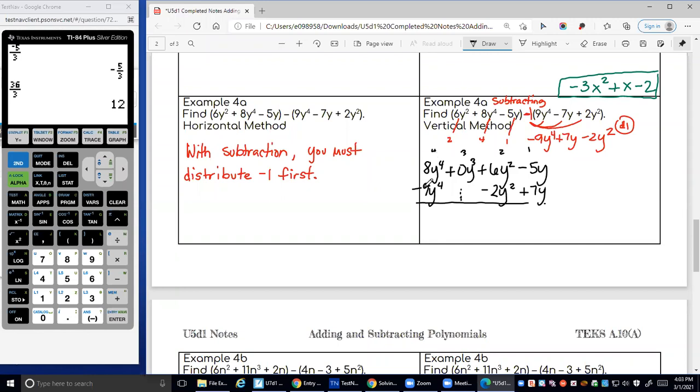So we have 8 minus 9. Different signs. That's -1y to the fourth. This is plus 0y to the third. 6 minus 2 plus 4. And then we have -5 plus 7 plus 2 and y. So we're not going to see this on the exam. What we're probably going to see is the 1's going to go away.